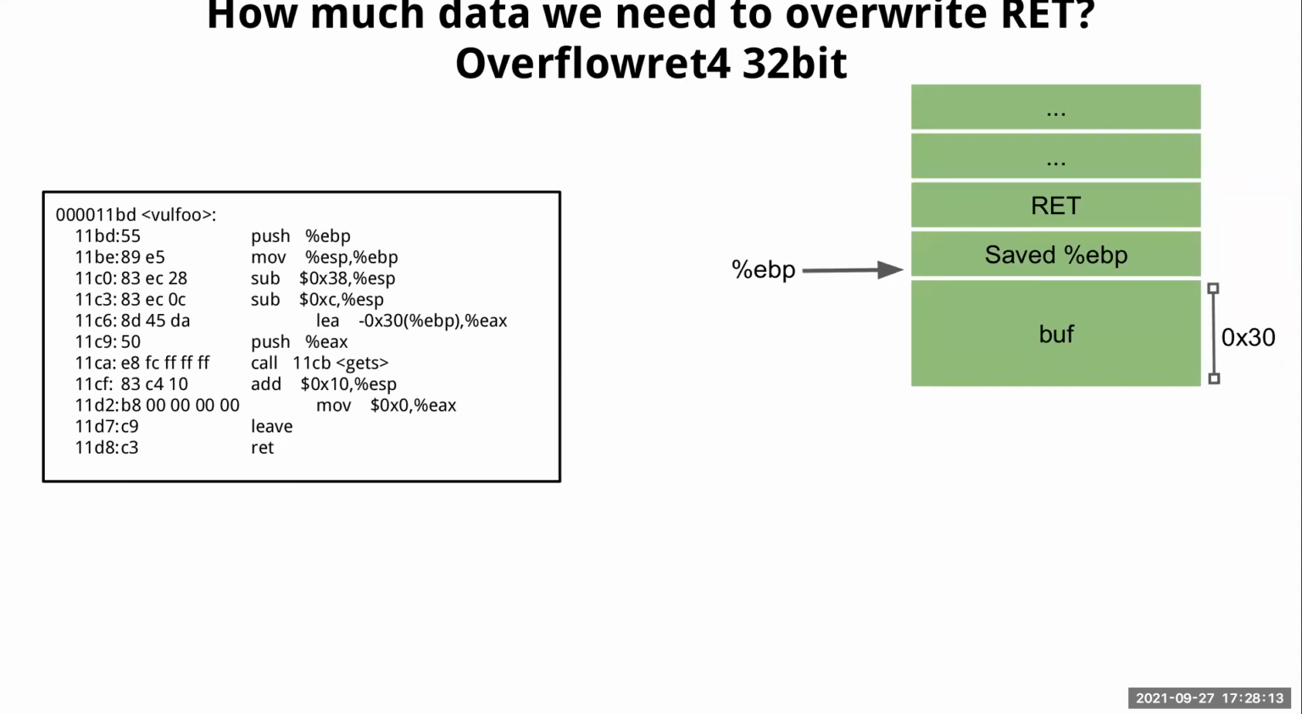56 bytes, subtract the 56 bytes from ESP, then subtract again, then EBP minus 30 is actually where the buffer is, because it gets with the buffer. So the buffer is EBP minus 30, 30 in hex, so that's 48 bytes. In C code, it's 30 bytes, but in binary, you can say it's actually 48 bytes. Then we call gets.